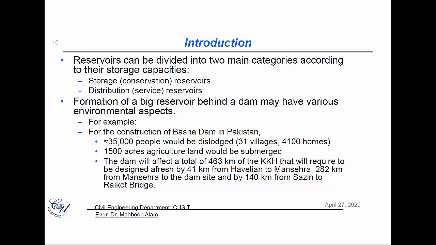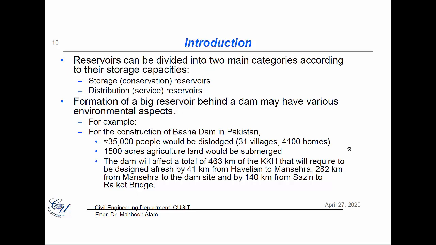A lot of very expensive land that they own would be submerged, because you see Basha Dam is not in the plain areas where you have a lot of area available to you. It's a mountainous region, and each acre or each hectare of an area really matters to them. And 1500 acres of agriculture land in the mountain region is quite expensive there. So that would be submerged, and also a lot of kilometers of Karakoram Highway have to be readjusted. Some part of it would be flooded.